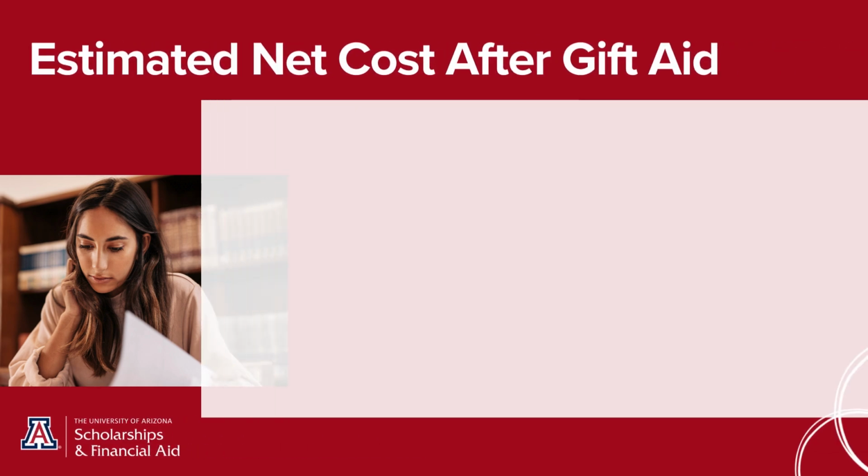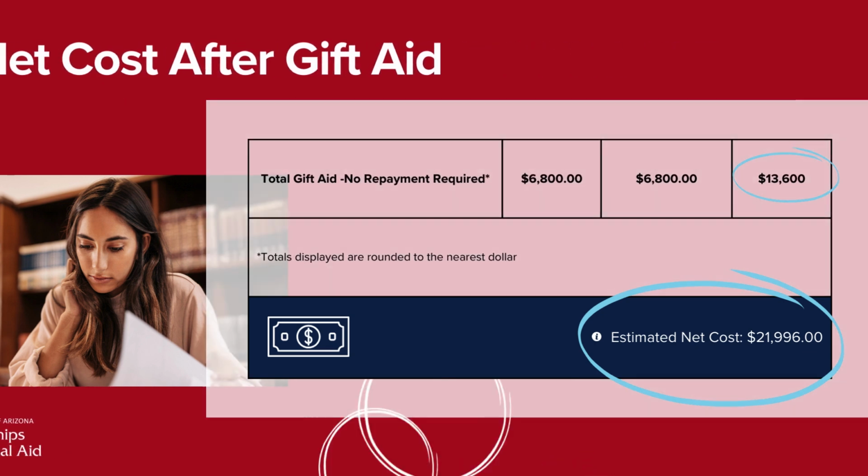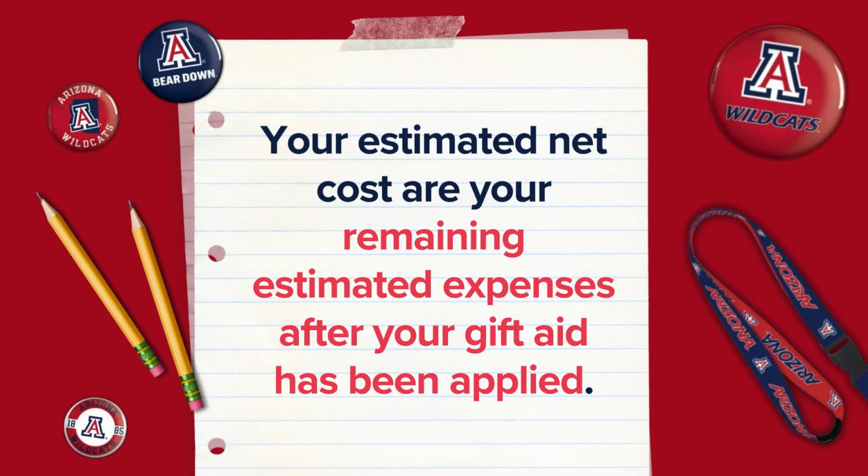The next few sections are super important. If you were offered any gift aid, you will see the total of your gift aid here. Then you will see your estimated net costs. Your estimated net costs are calculated by subtracting all offered gift aid from the estimated cost of attendance that we mentioned earlier. Your estimated net costs are your remaining expenses after your gift aid has been applied.